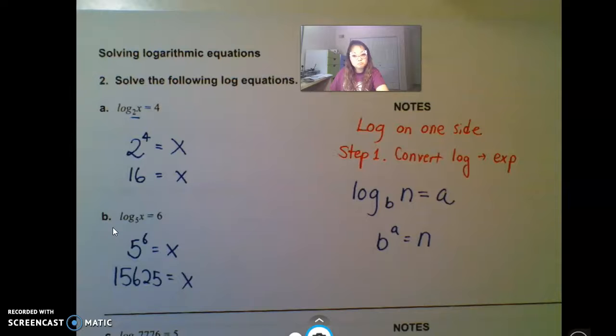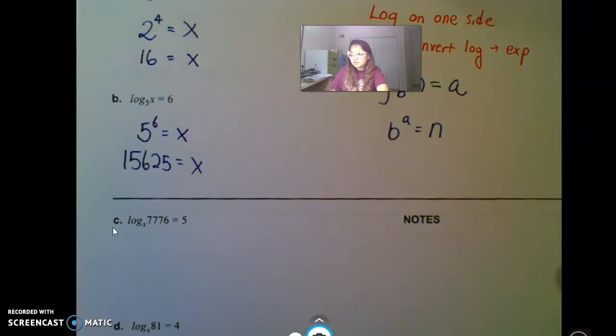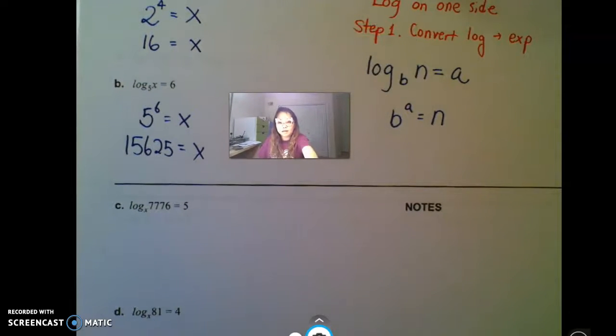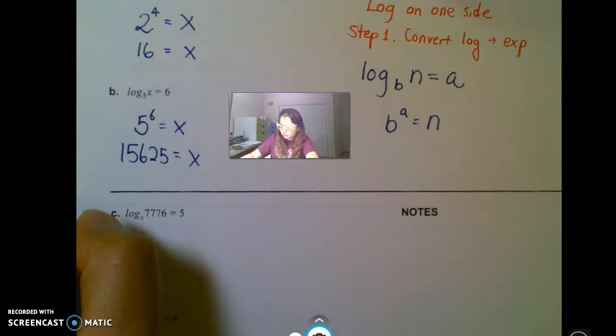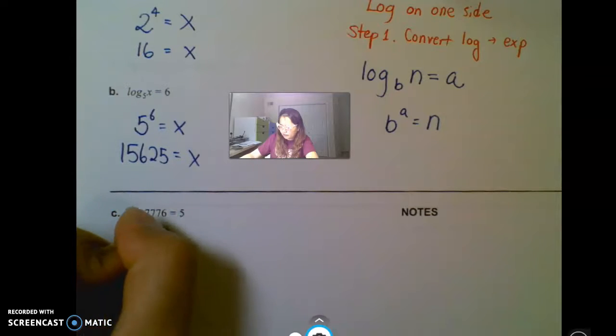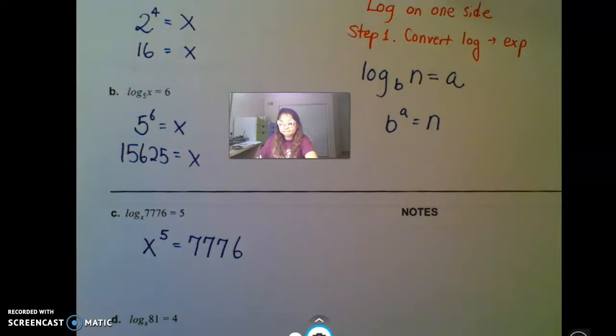All right, move on. You can handle this. Ta-da! These are all different types, they all have log on one side, so they all have the same first step. Convert log to exponents. So let me see. Oh, this time base is the x, and then 5, then 7776. There is a way to solve this, like to get rid of the 5th power, but we really want you to just focus on guessing and checking.